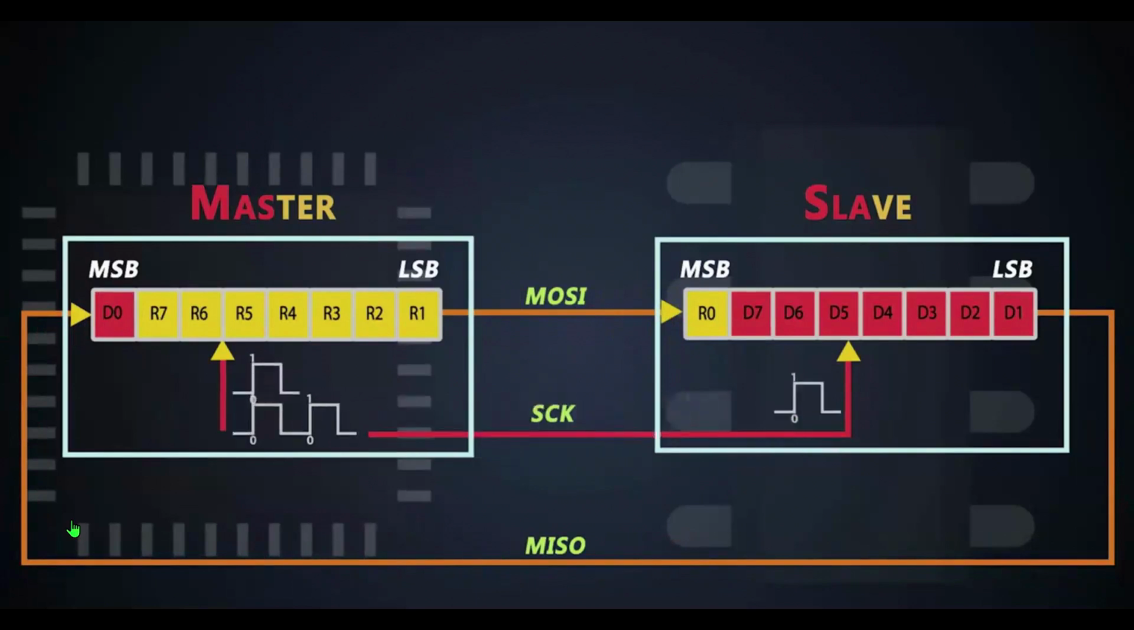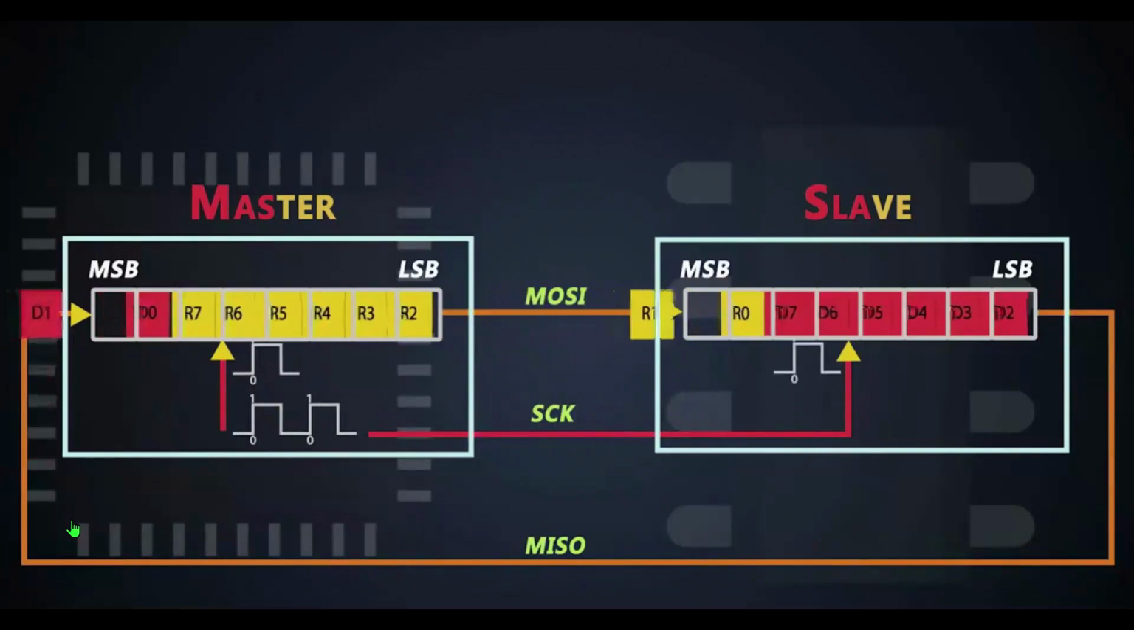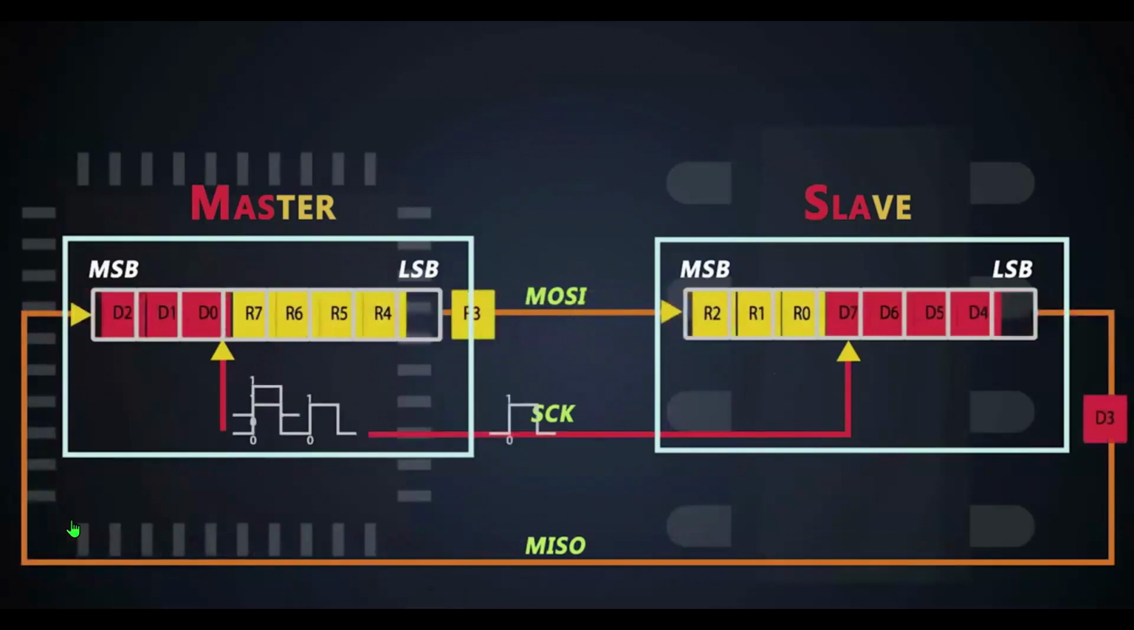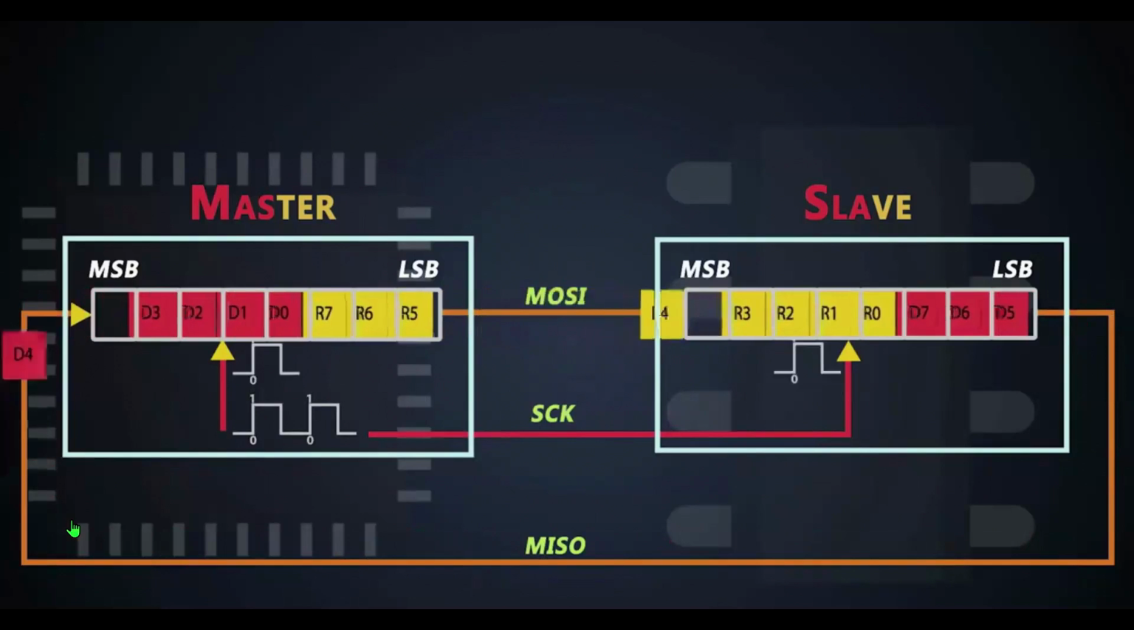When the master generates the next clock pulse, the preceding bits get shifted from the master to slave and slave to master. And that's how each bit travels over the MOSI and MISO lines in SPI communication.